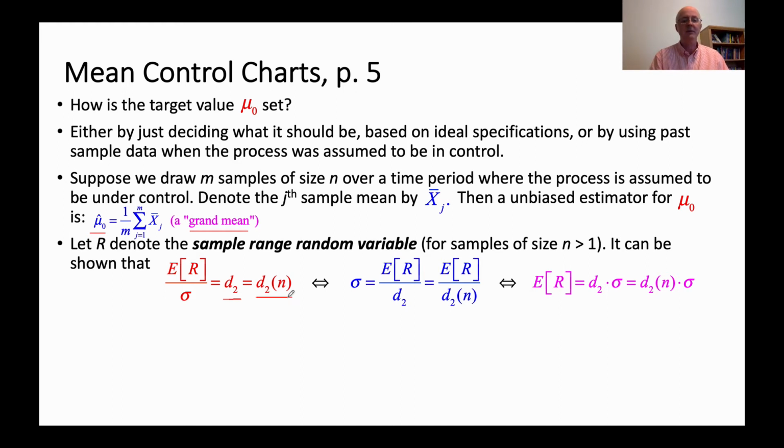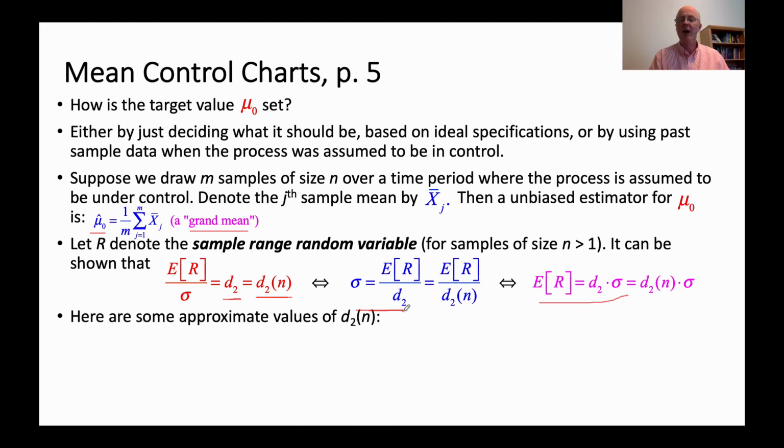If you, for example, multiply both sides of this equation by sigma and divide both sides by d2, you'll get this form. And if, for example, you take that equation and multiply both sides by d2, you'll get this form. Okay, so these are all equivalent to each other. It's this middle one that we're going to focus on here in the next slide or two.